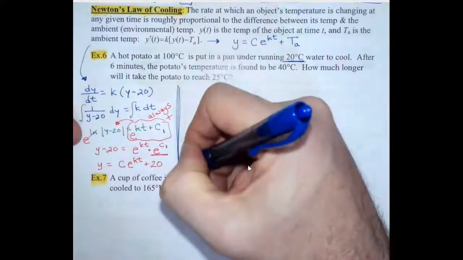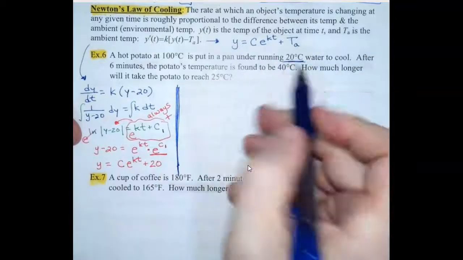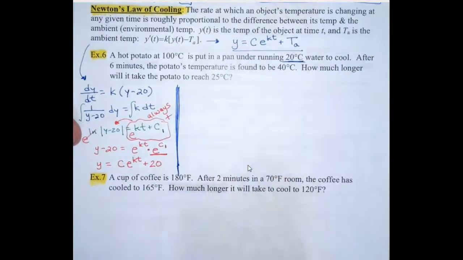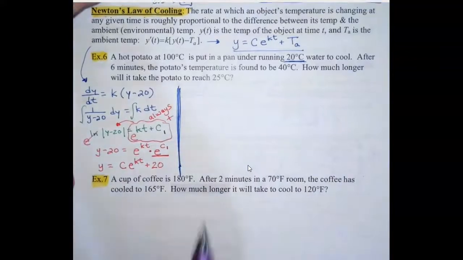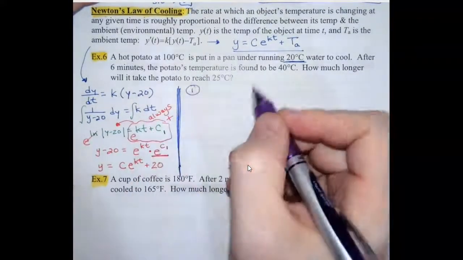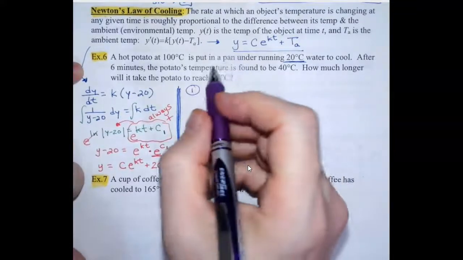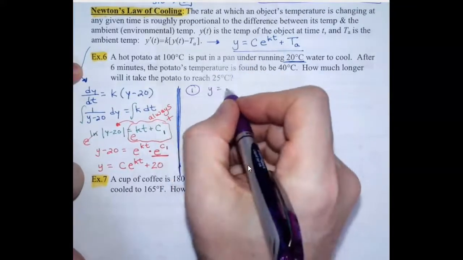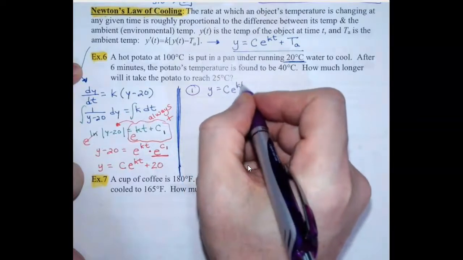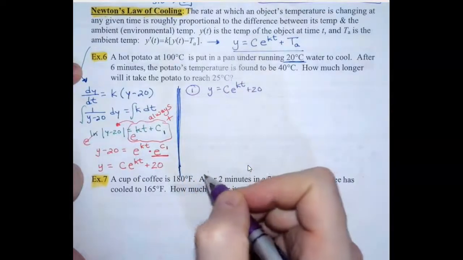This is the only time we're going to do that, because now we have that formula right here and we can just go straight into that formula. So let's go through our process. Our process is to solve for C. Our basic formula, we're going to start right there: C e to the kt plus 20.